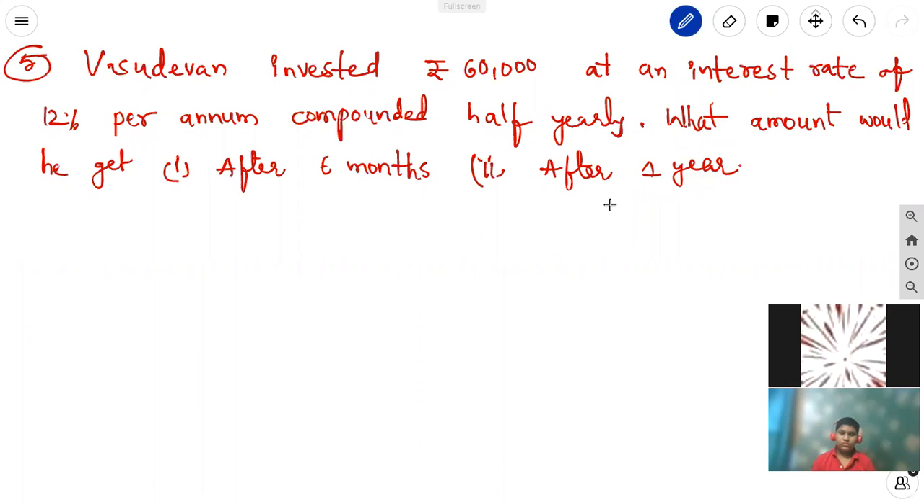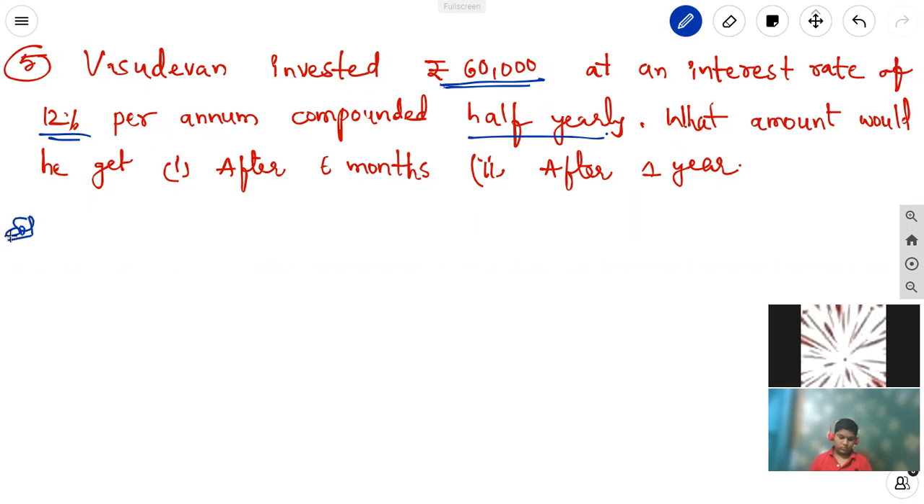Fifth problem. Vasudevan invested 60,000 rupees at an interest rate of 12% per annum compounded half yearly. What amount would he get after 6 months and after 1 year?